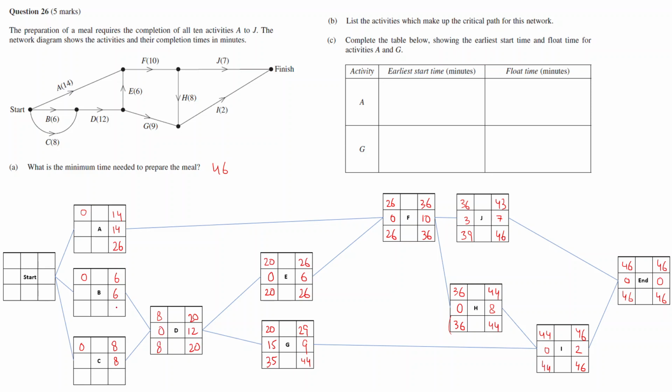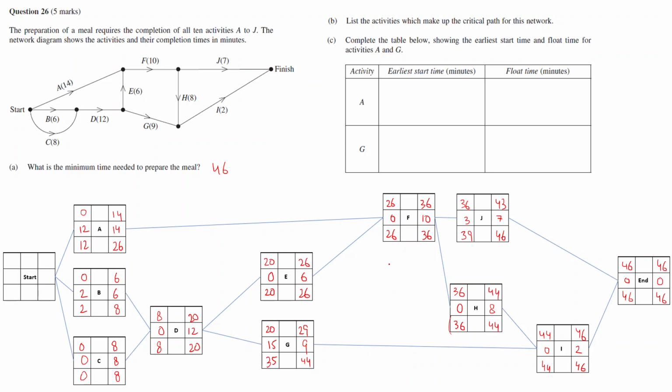Now this 8 will connect to both of them. 8 minus 6 is 2. 2 minus 0 is 2. 8 minus 8 is 0, and 0 minus 0 is 0. Finally completing this, 26 minus 14 is 12. 12 minus 0 is 12. Okay, now you've completed this diagram.